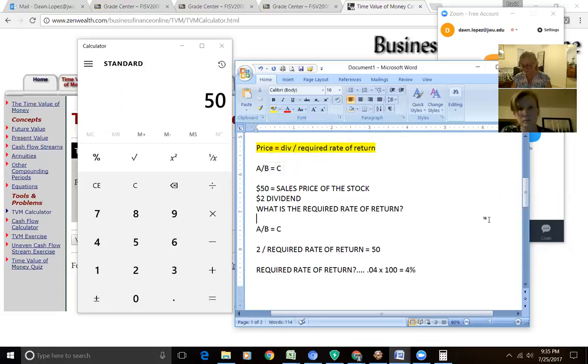That's the formula that you're going to use for solving number 6 and 7 of the homework, because that's the preferred stock valuation. That's pretty straightforward. It is. It's very straightforward.